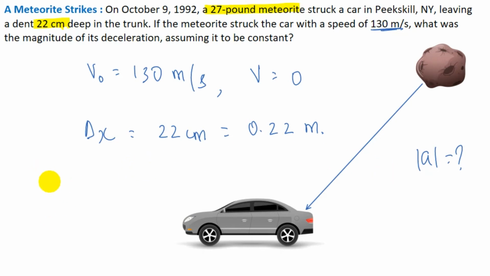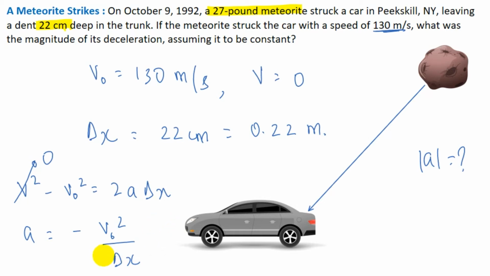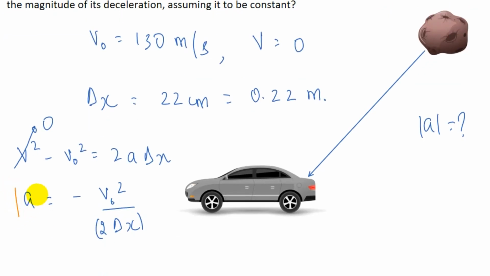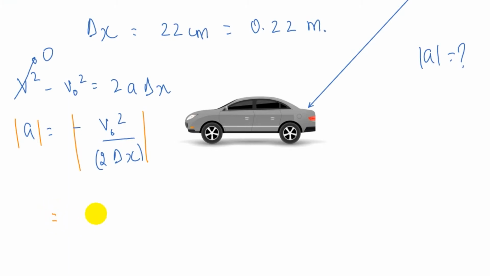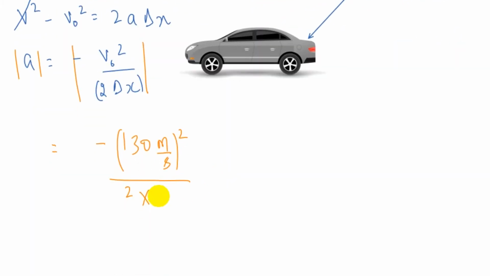Now acceleration we need to find. So we can use this equation: v squared minus v naught squared is equal to 2a delta x. From here, v would be 0. Now acceleration would be equal to minus v naught squared divided by 2 multiplied by delta x. Since we have to calculate the magnitude, we can put magnitude bars here. Now we can put the values. So minus v naught we have 130 meter per second, squared, divided by 2 multiplied by delta x, which is 0.22 meter. Now we can take the magnitude.